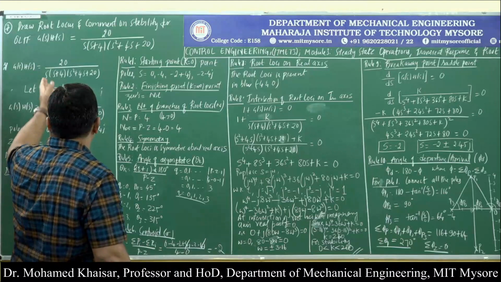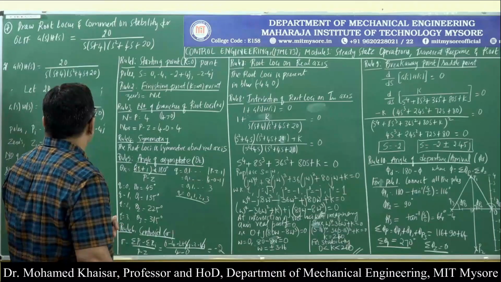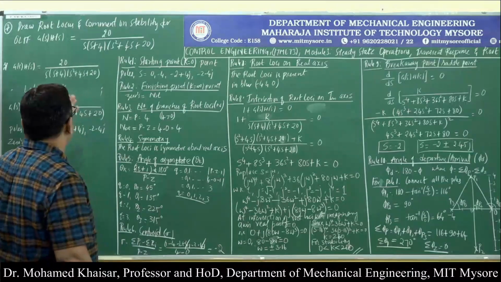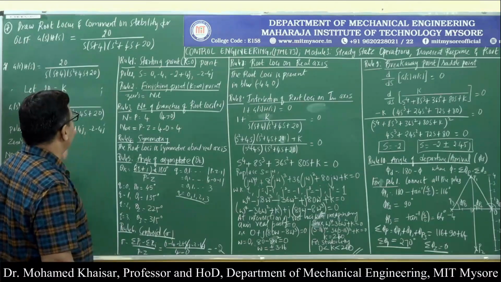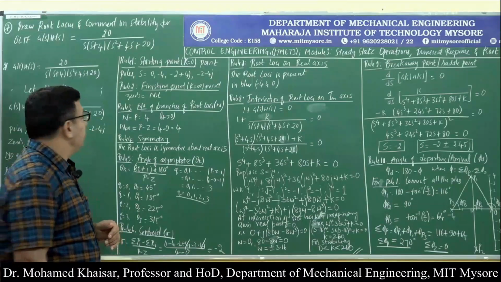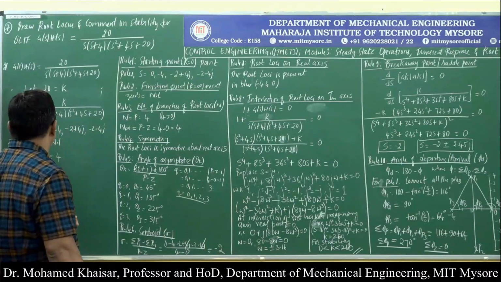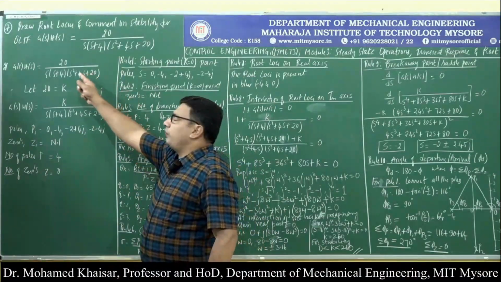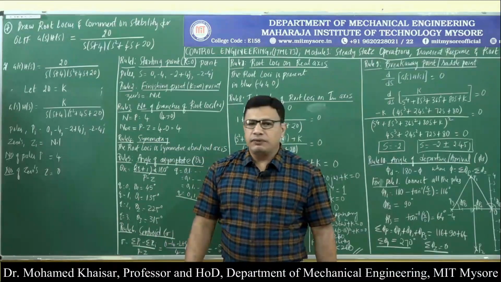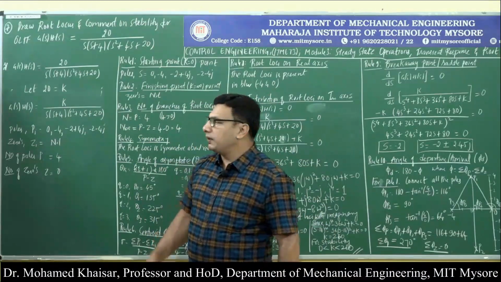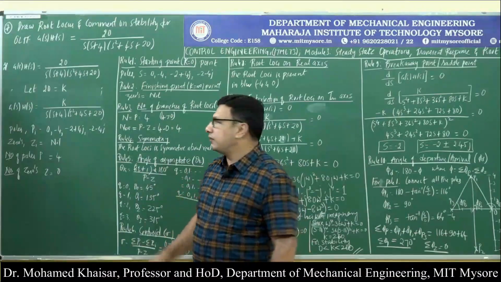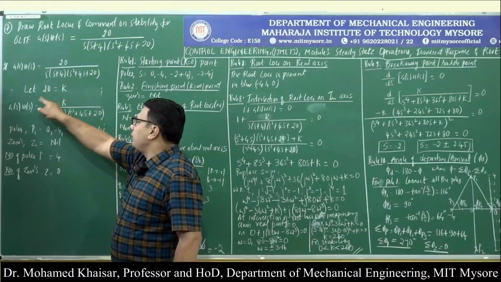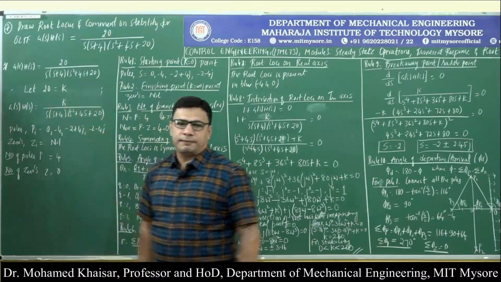The problem is, we are asked to draw the root locus and comment on stability for the open loop transfer function 20 divided by s into (s plus 4) into (s square plus 4s plus 20). So, this is the transfer function given. Now, the very first step in the solution process: we are not given K in the numerator, we are given an absolute number, that is 20. First, we will assume that this 20 is equal to K.